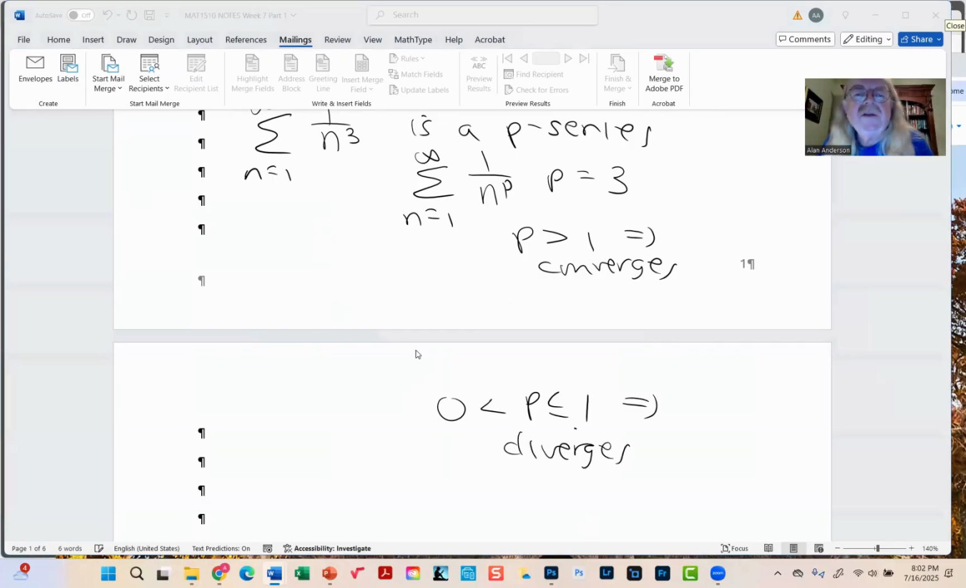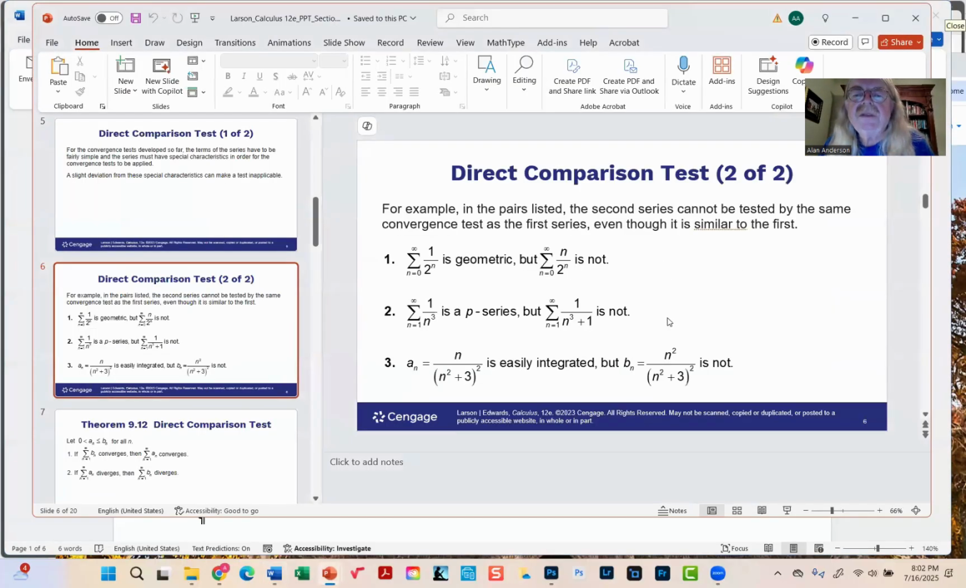Okay, now the one right next to it, 1 over n cubed plus 1, is not a p-series, so we can't use the same type of test to determine if it's divergent or not. Okay, then in the last case, I guess they want you to see that, if you're thinking about using the integral test, the one on the left would be much easier than the one on the right. The one on the right is just a little bit messier.